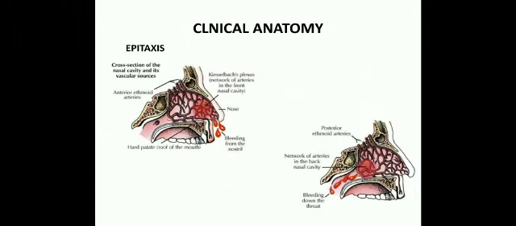The epistaxis: we have seen earlier that the common area for bleeding of the nose is Little's area. The sphenopalatine artery is the artery of epistaxis. If it occurs in Little's area, the bleeding occurs from the nostril, and we can see the bleeding in the anterior nares. Sometimes the bleeding occurs posteriorly because of the posterior ethmoidal arteries, and then the bleeding can go down to the throat.